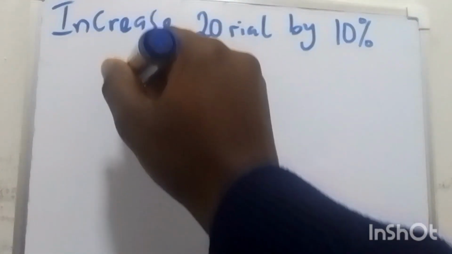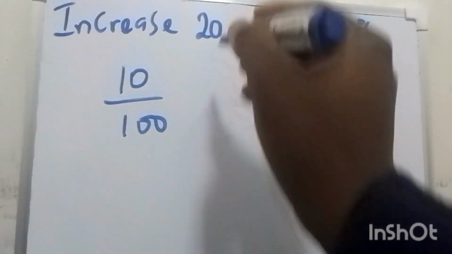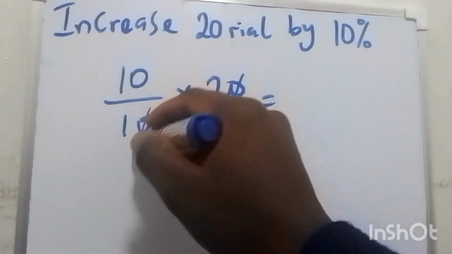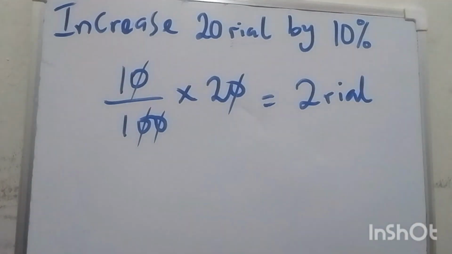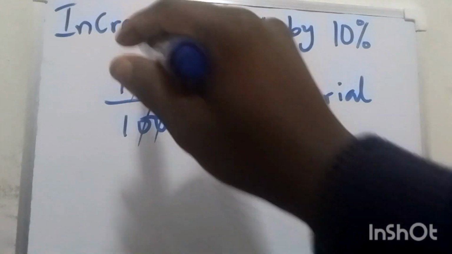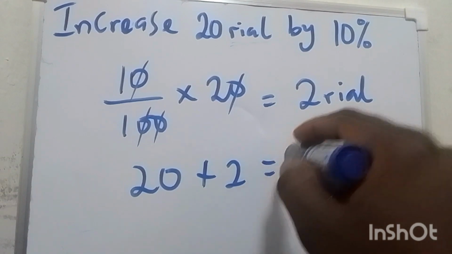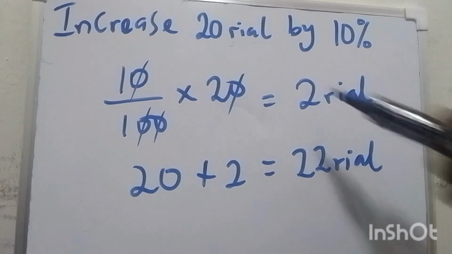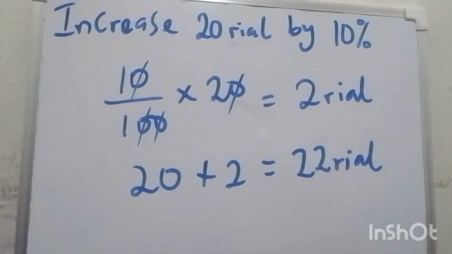It's quite easy. All we do is to say 10 over 100, because we know 10% simply means 10 over 100, multiplied by 20. We cut the zeros, and we have 1 multiplied by 2, which gives us 2 real. This is the value of the increase. So right now we want to increase 20 by 10% by doing 20 plus 2, which gives us 22 real. So we have increased 20 real by 10% to 22 real.